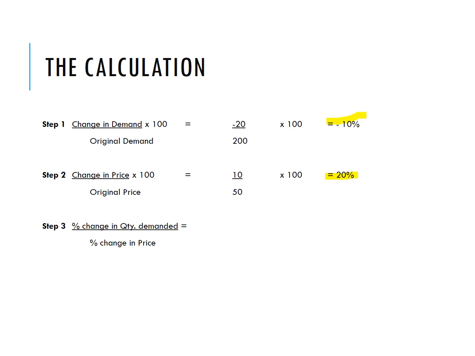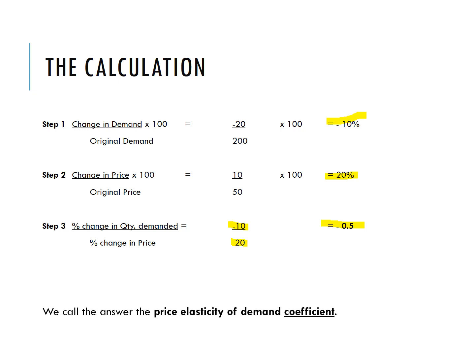Now let's put these two together. The percentage change in quantity demanded divided by the percentage change in price. It's minus 10% over 20%, which gives us an answer of minus 0.5. And we call the answer here the price elasticity of demand coefficient. This is telling us that cans of Coke have a price elasticity of demand of minus 0.5.